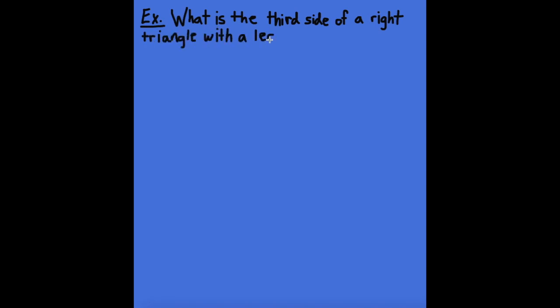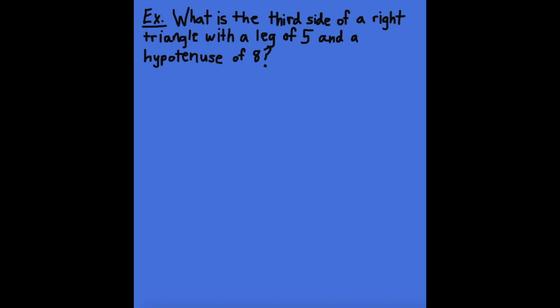Let's try another problem. What is the third side of a right triangle with the leg of 5 and a hypotenuse of 8? In this problem, we are given a leg and a hypotenuse. Keep in mind that all right triangles have 2 legs and 1 hypotenuse. Since we are given a leg and the hypotenuse, we are solving for the other leg.